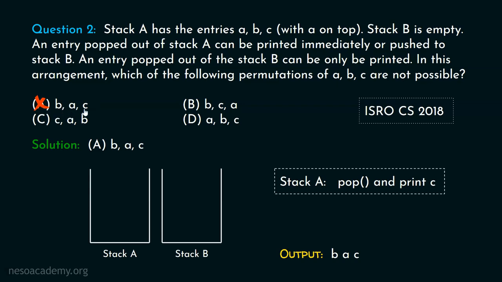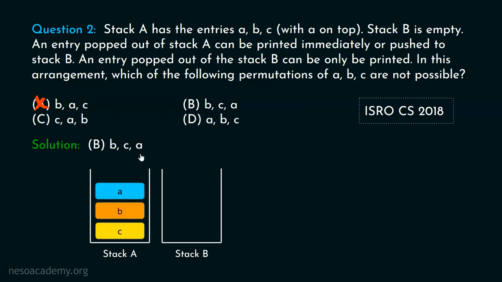We have to find which of the following permutations of ABC are not possible. This is possible. Hence this is not the correct option. Let's look into this option, that is option B, BCA. Obviously the initial arrangement is CBA or ABC from the top in this particular stack.